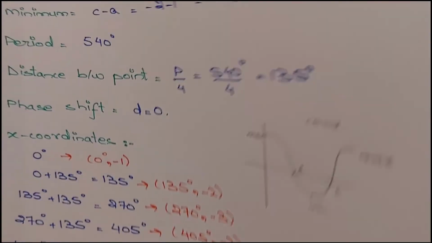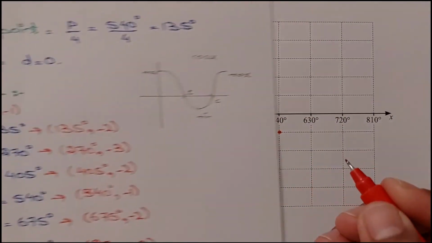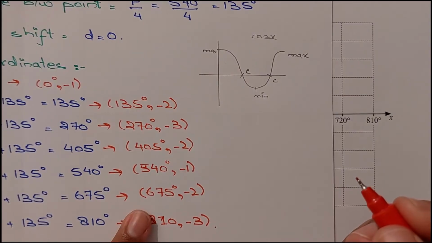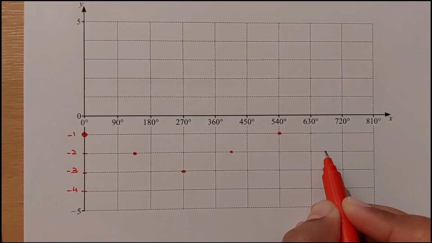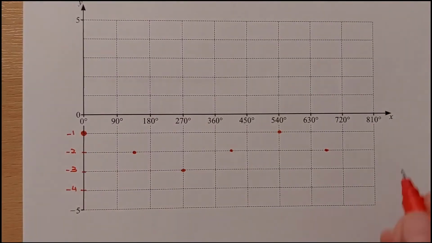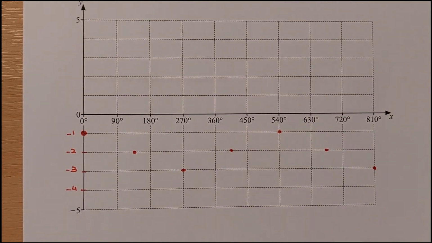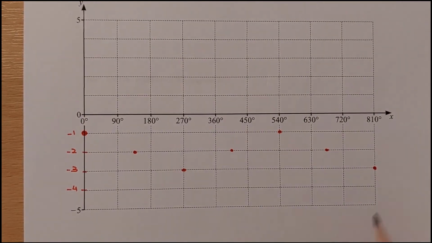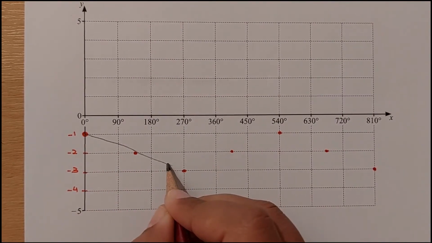450. Okay, the next point is 540 at -1. So 540, y is -1, and 675 at -2. 675 is between these 2 points at -2, and the last point is 810 at -3. Now let me connect all these points to get the smooth curve of this cosine function, the sinusoidal function.